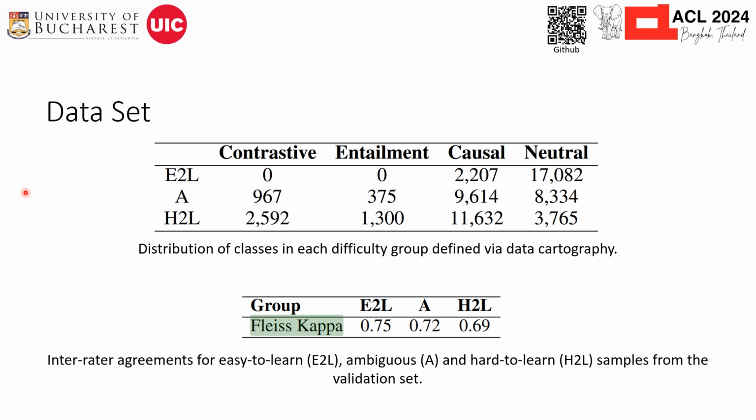We also report the Fleiss kappa coefficient for the annotations provided by the manual annotators. It validates the previous data cartography technique, the fact that the easy-to-learn split has the highest Fleiss kappa correlation, followed by ambiguous and hard-to-learn, showing that even the annotators had a more difficult time annotating data in one of the latter splits.